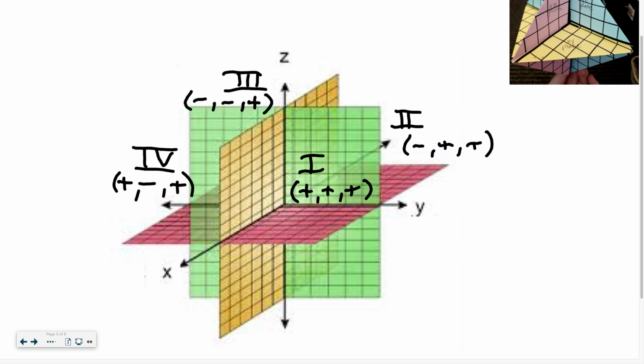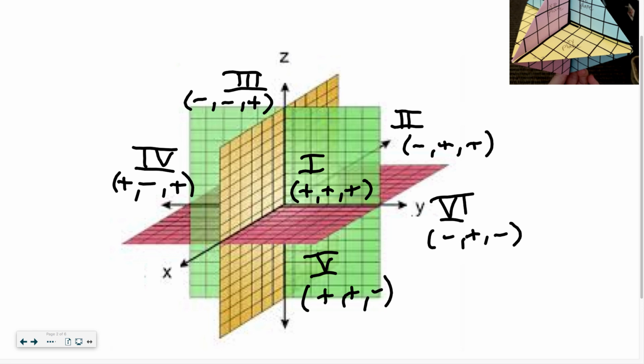So octant 5 is right below octant 1, and that's going to be positive, positive, negative. Octant 6, underneath octant 2, is going to be negative, positive, negative. Negative, because I have to go down.